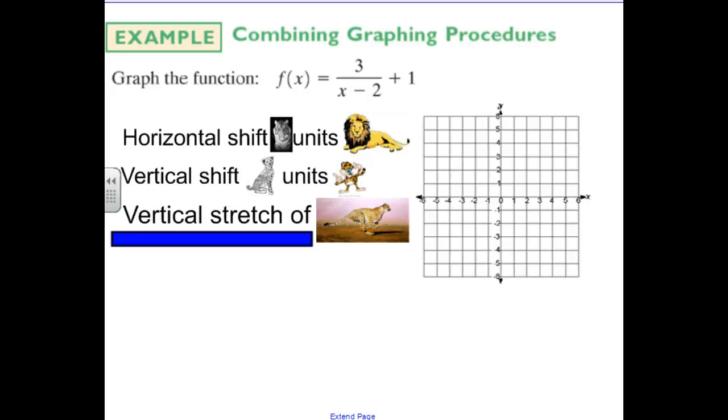This is going to have a horizontal shift. What causes the horizontal shift? This down below. This is going to go 2 units, and it's going to go to the right because it's going to go opposite of what you think. 2 units to the right.